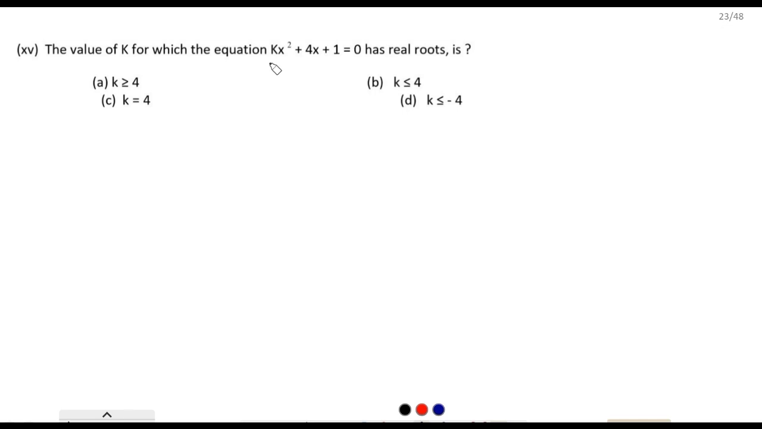Value of k for which it has real roots. Real roots means when the value of discriminant is greater than or equal to 0, then the roots will be real.